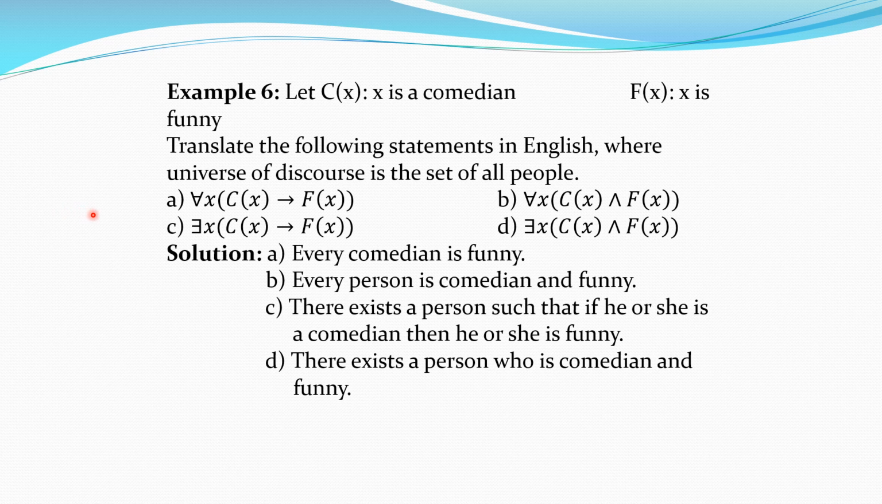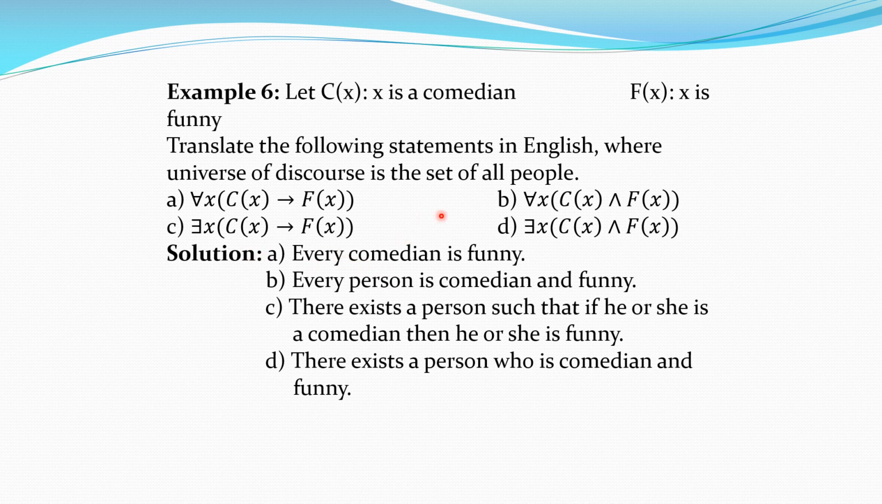Now see, this is for all x, Cx implies Fx. So for all x means this is given for each person, for every person in that group of people. If Cx, then Fx means if x is comedian, then x is funny. It means if some person is comedian, then definitely they are funny. But this is given for all x in that group. So we can say that every comedian is funny. Means any person who is comedian is funny. That is the statement in English.